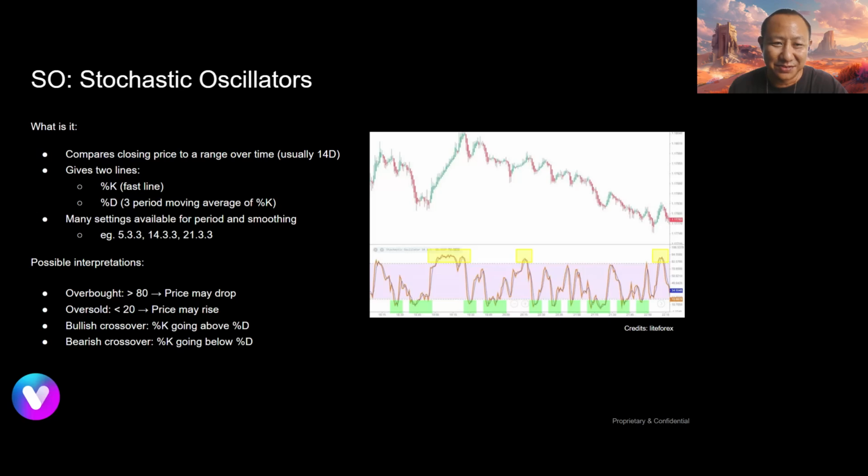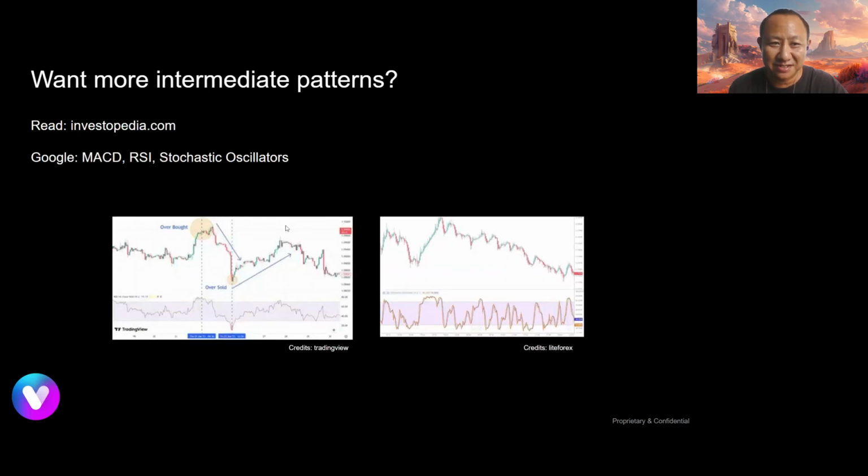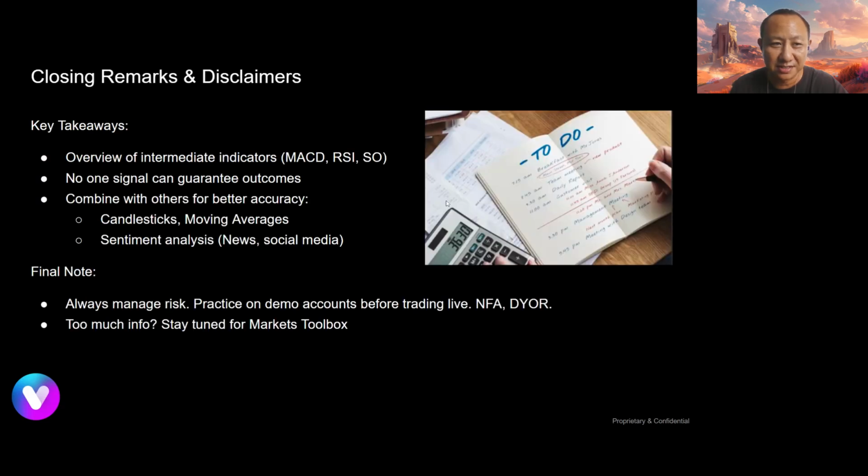All right. So if you do want to dive deeper into it, I encourage you to read Investopedia. There's a wealth of information there on technical indicators and what they mean, and you can also Google some of the keywords that we've highlighted today. Particularly MACD. So you can Google MACD Bitcoin, MACD Ethereum, and that will give you a chart for that, or RSI or stochastic oscillators. Okay, so that's where to look for more information.